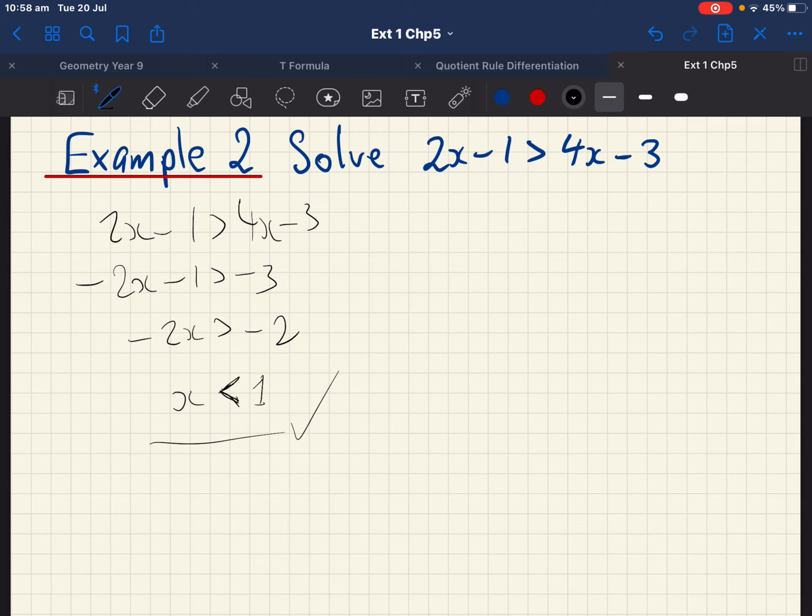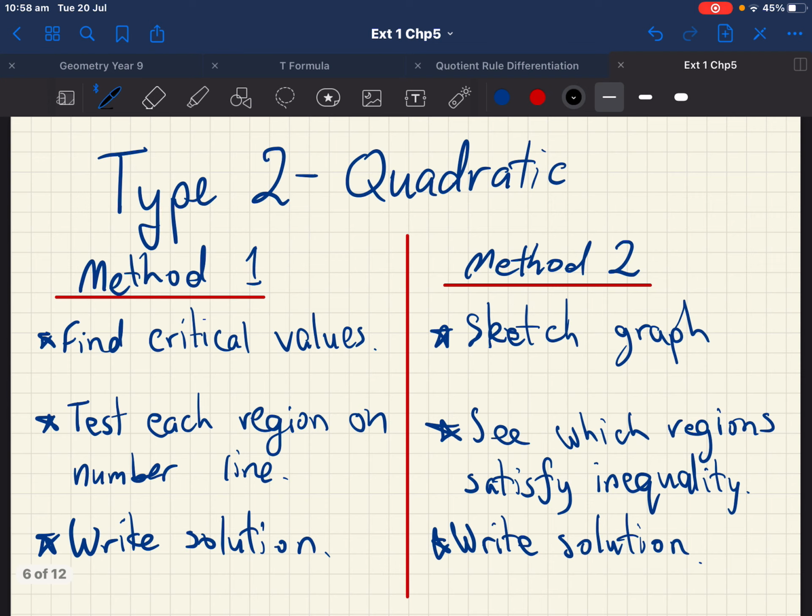All right. Our second type are the quadratic inequations. There's a couple different methods here. We have the critical values method, which is where you find the critical values. Those critical values will break up the number line into different regions, at which point you then just test values that belong to each region to work out which regions satisfy the inequation, and then you get to write down a solution.